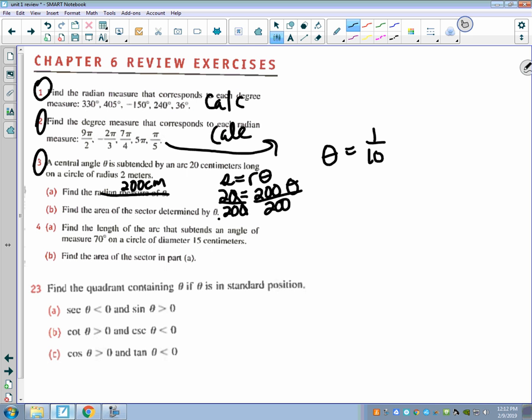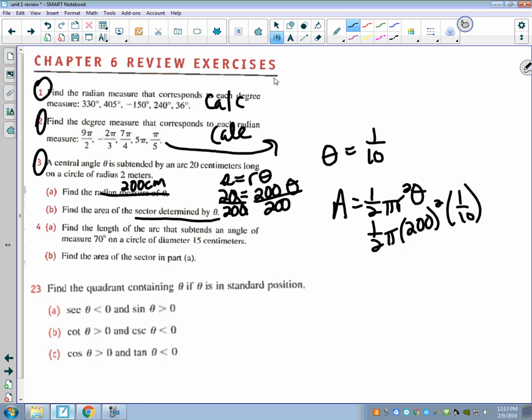So it says find the area of the sector determined by theta. So area is 1/2 r squared theta, and the radius, well, now are we going to use 2 meters or are we going to use centimeters? I don't know. I guess it just depends on how you label your answer, right? Since I changed it to centimeters, I guess I'll just keep it as centimeters. Should be the same answer if you label it as meters, just a different number, right? Because labels matter. So I'm going to use 200 centimeters, okay? And then my theta as 1/10.